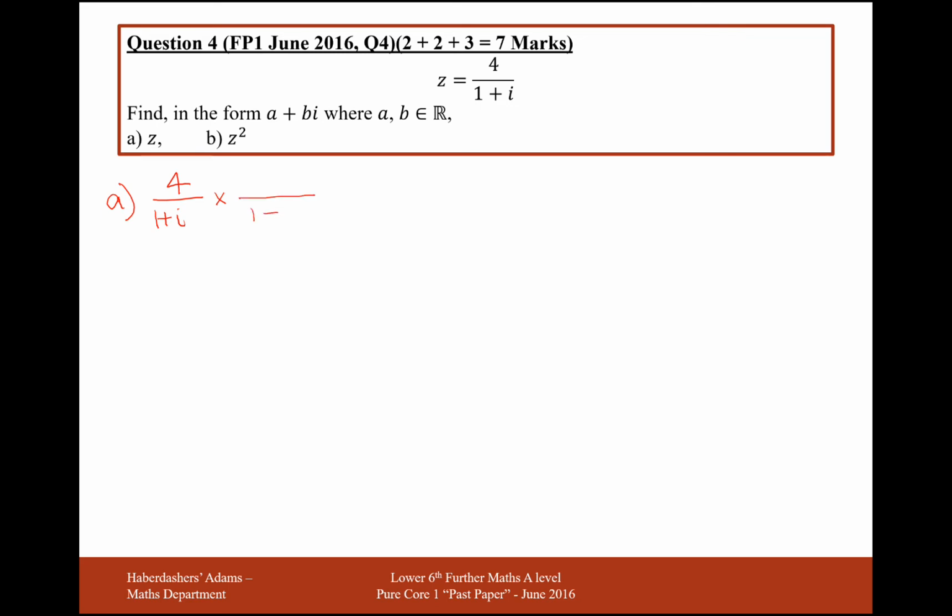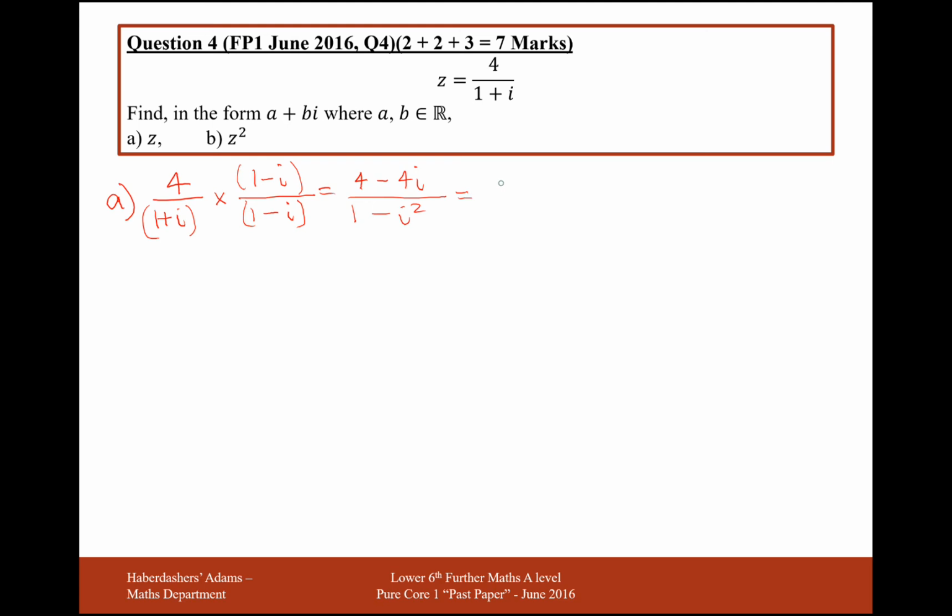So what we do here is we times by the complex conjugate on the bottom of the complex number. So we're going to get 4 minus 4i. We're timesing the top here, and it's effectively like a bracket, so it's 4 times 1 and then 4 times minus i. And on the bottom, it's like two double brackets, each bracket times by each other. So we're going to get a 1, then a minus i, but also a plus i, so I'll cancel that out in my head. And then we're going to get a minus i squared.